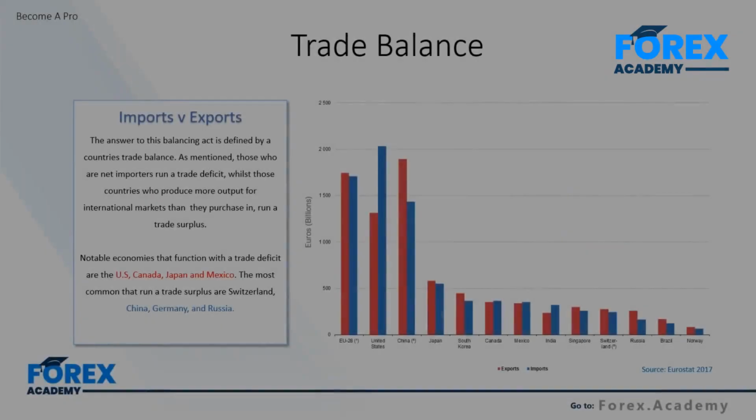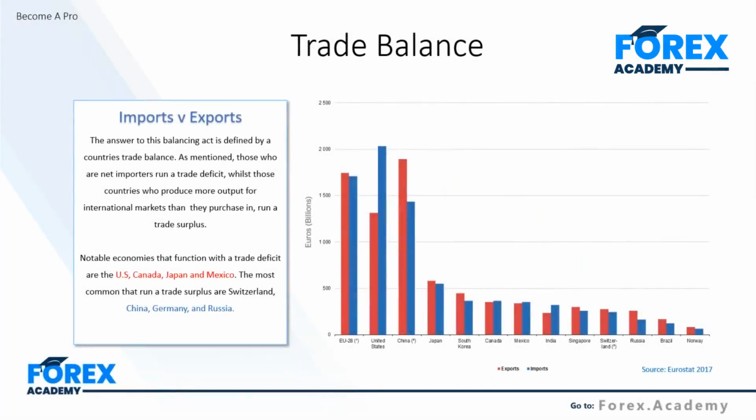So what does that mean, this import-export function in terms of trade? Well, we simply define this as trade balance. The answer to this balancing act is defined by a country's trade balance. As mentioned, those who are net importers run a trade deficit, whilst those countries who produce more output for international markets than they purchase run a trade surplus.